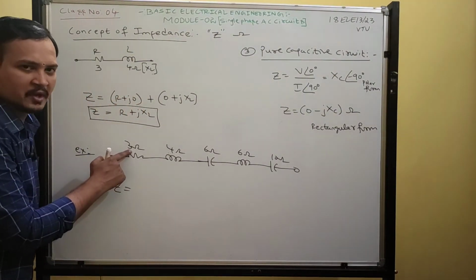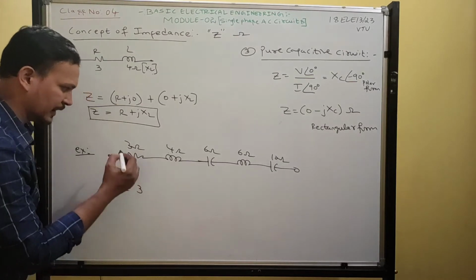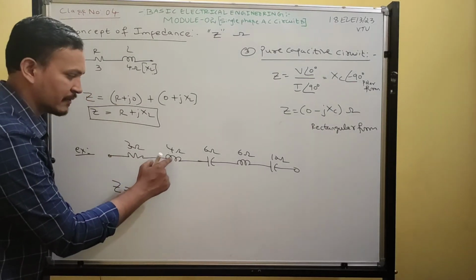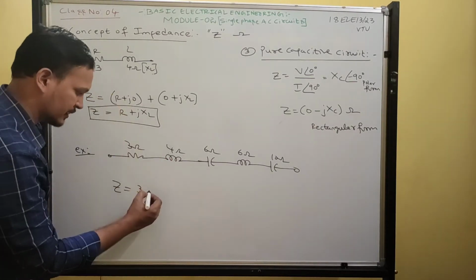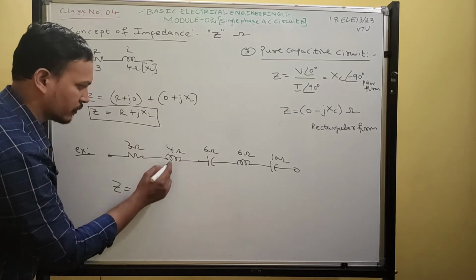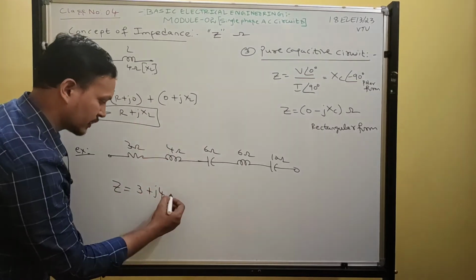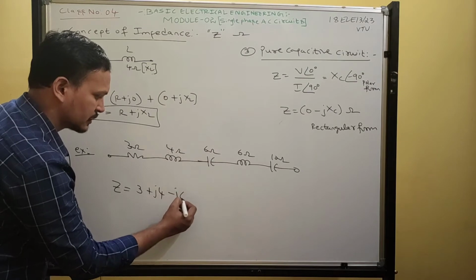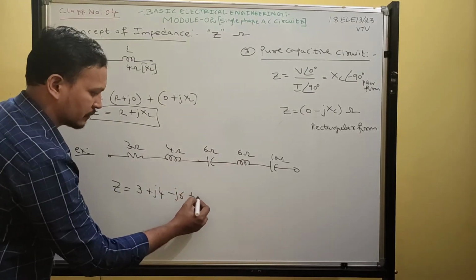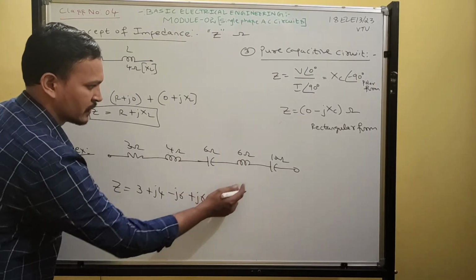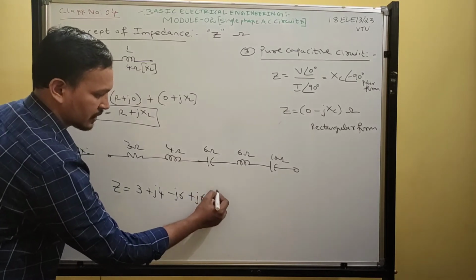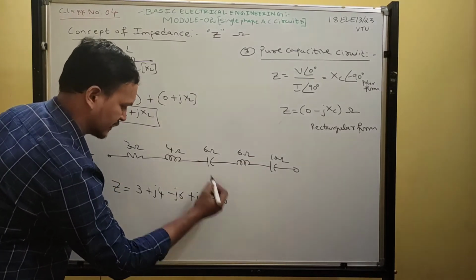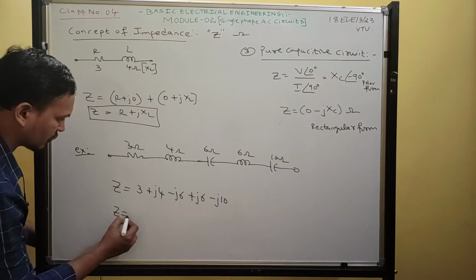Resistor has no imaginary part, so 3 only. Whenever inductor is there, you should write plus J, so plus J4 ohms. Capacitor, you write minus J. What is the value? 6 ohm. Inductor, you write plus J. What is the value? 6 ohm. Capacitor, you should write minus J. What is the value? 10. So therefore Z is equal to 3.